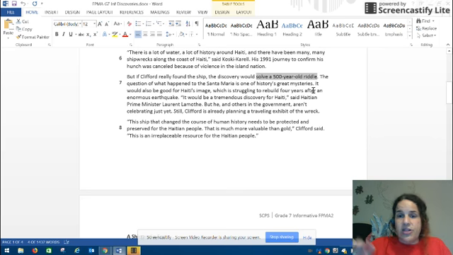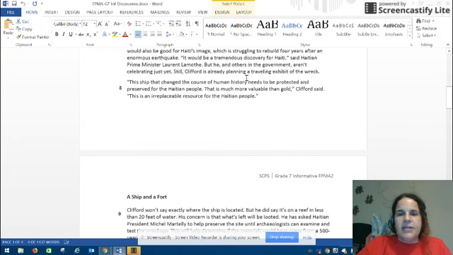Okay, it'd be good for Haiti's image. They're struggling to rebuild. Again, that has nothing to do with it. Their earthquake and rebuilding has nothing to do with proving that something's old. I can't use it. Discovery for Haiti. Again, I can't use that. They're not celebrating just yet. That's got nothing to do with proving something's old. Traveling back. Okay, that doesn't. He's going to have an exhibit. That doesn't help me. The ship has changed the course of human history. Needs to be protected and preserved for the Haitian people.